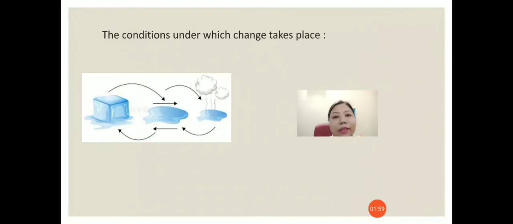Now let's discuss what are the conditions under which these changes take place. Here in the first picture you can see that ice melts and changes into liquid water. Further, if you don't wipe the water, then it will evaporate on its own and it will change into gaseous form. So in this case, what has happened? The state has changed. From solid state, it has changed to liquid, and from liquid, it has changed to gaseous state.